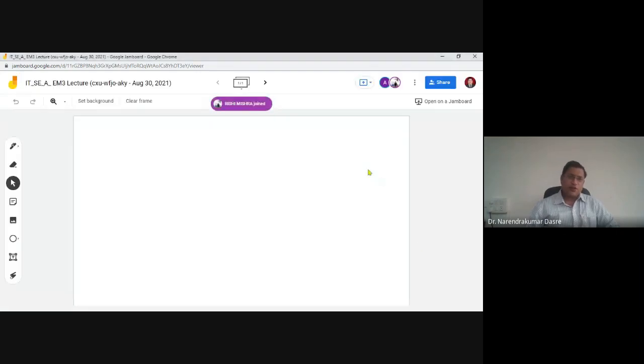Okay, so first we need to define what is the similarity of matrices. To have similar matrices, we need to understand the property.